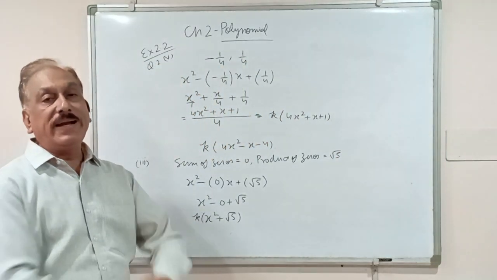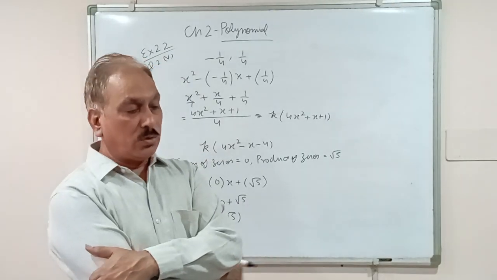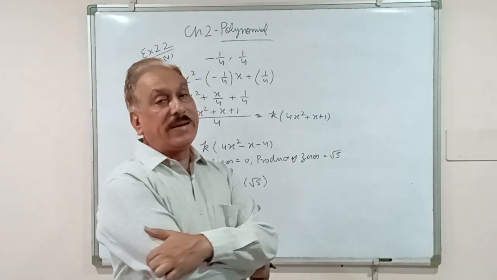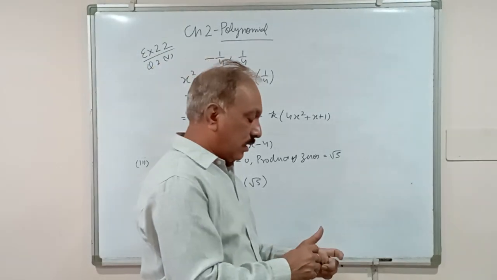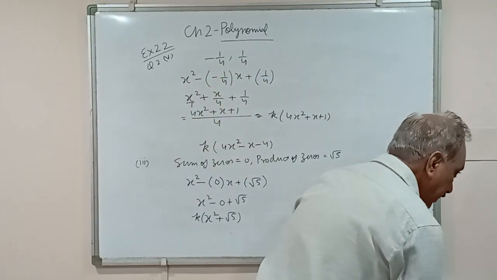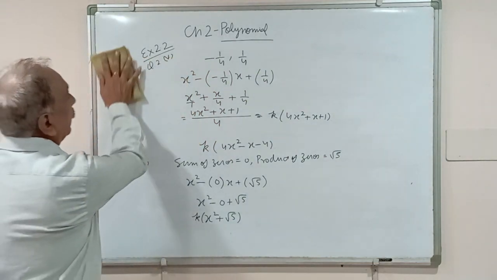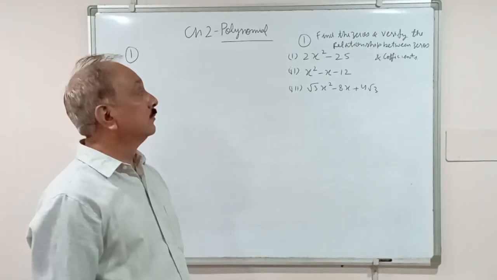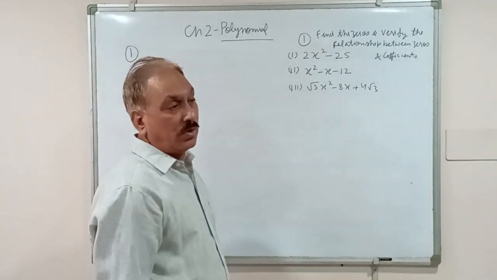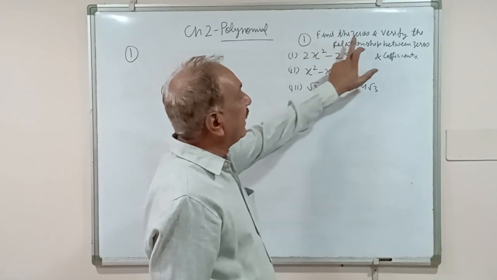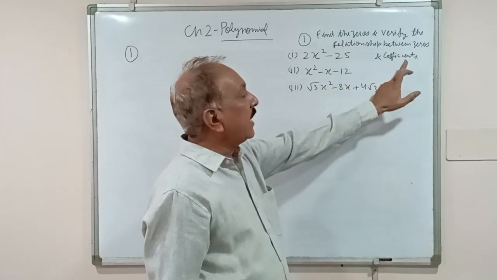Then we will try NCERT. Last exercise 2.3 not in syllabus. So not the use of this. Now we will try reference book. So next part is reference book. This is just like exercise 2.2. First question, find the zeros of polynomial and verify the relationship between the zeros and coefficients.